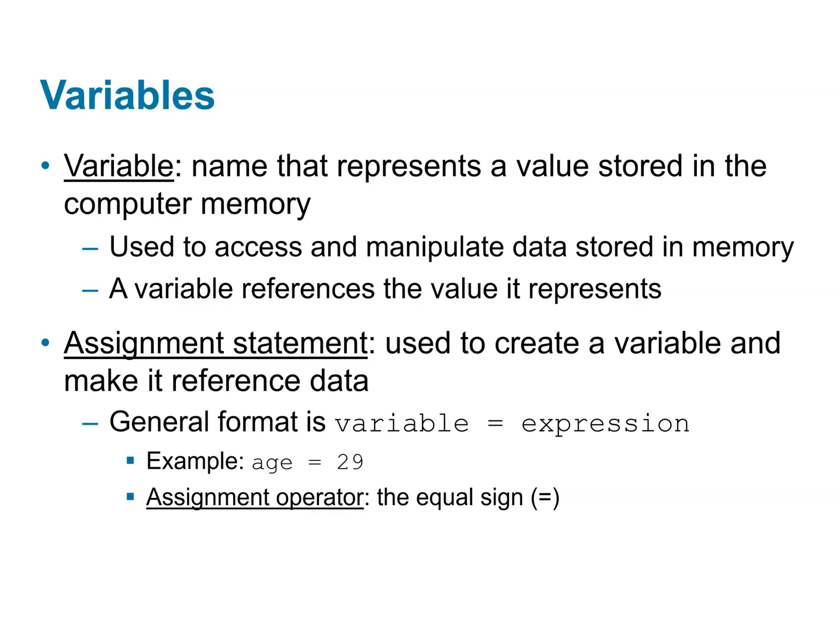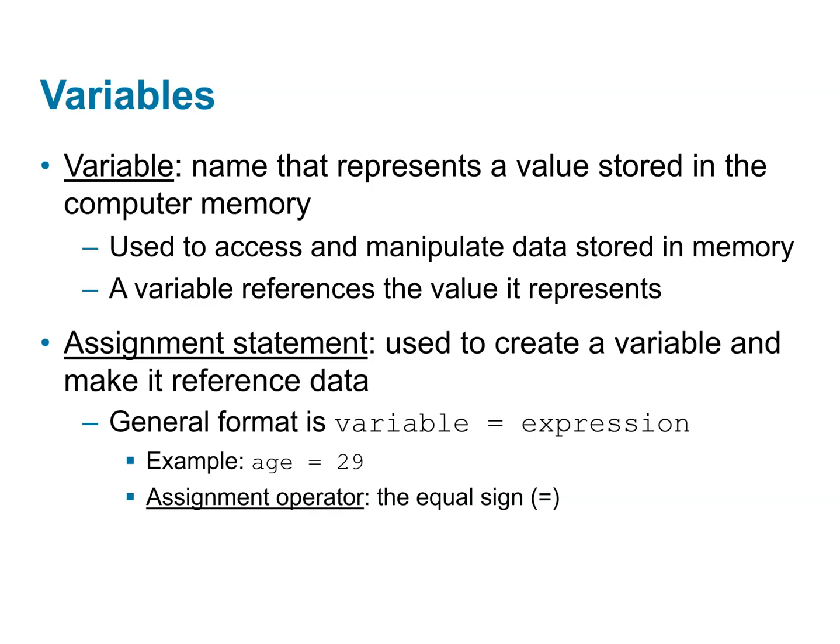It's how we access and manipulate data stored in memory. A variable references the value it represents. For example, age equals 29 says, create a box in memory, put the value 29 in it, and we're going to refer to it by age. The general format is variable equals expression, and we'll see this in code samples.